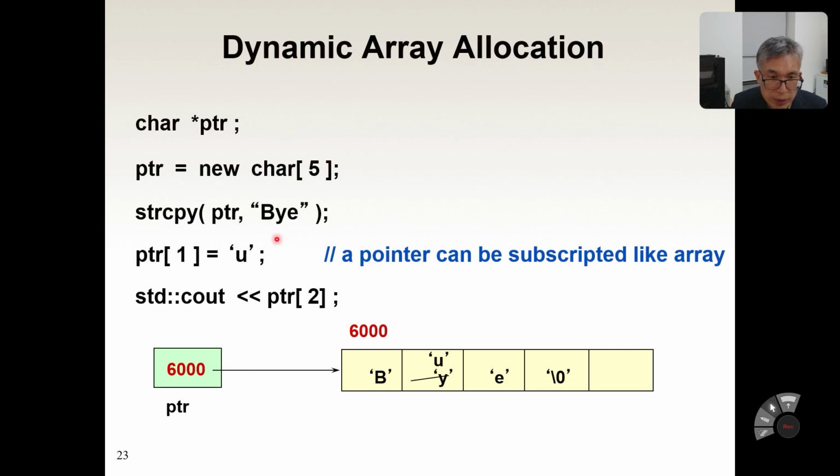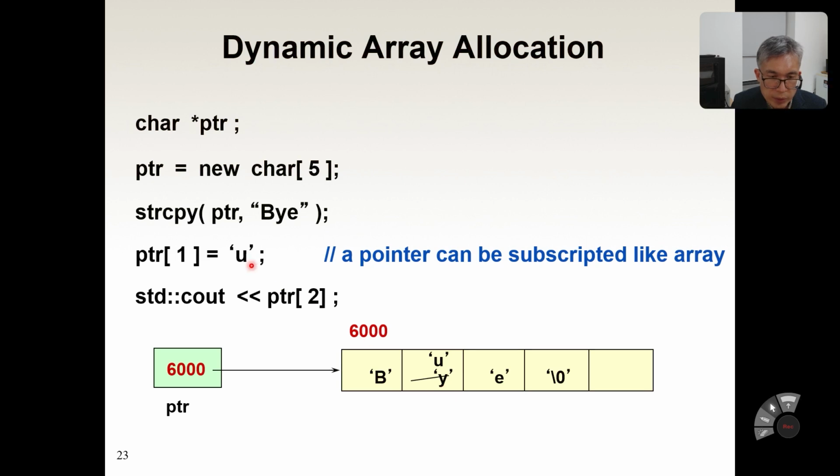Okay, so this one is automatically added, and the \0 character indicates the end of a string. Then, intentionally, PTR, or pointer, can be subscripted like an array. In that case, PTR itself points to the first element of the array, and 0 is the first cell element, 1 is the second, right? So in that case, PTR[1] indicates the second element of the array, right?